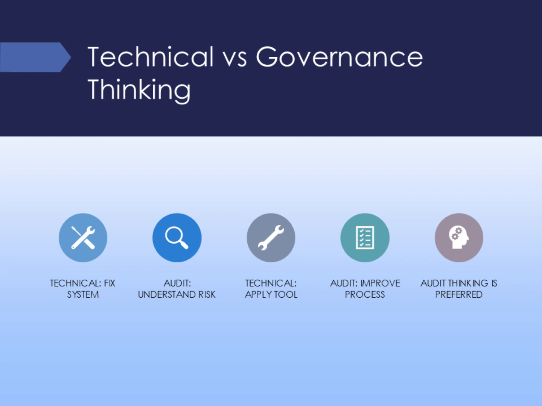A technical response might be, apply another tool. But an audit response might be, improve the process, strengthen controls, clarify accountability, or reduce risk exposure. This distinction appears constantly throughout the CISA exam. In many questions, the technically correct answer is not the best answer. The best answer is usually the one that improves governance, strengthens controls, reduces business risk, addresses root cause, improves process effectiveness. This is especially important in domains 1, 2, 4, and 5. The key takeaway from this slide is simple. When answering CISA questions, do not think like the engineer fixing the technology. Think like the auditor evaluating whether the organization is managing risk effectively.